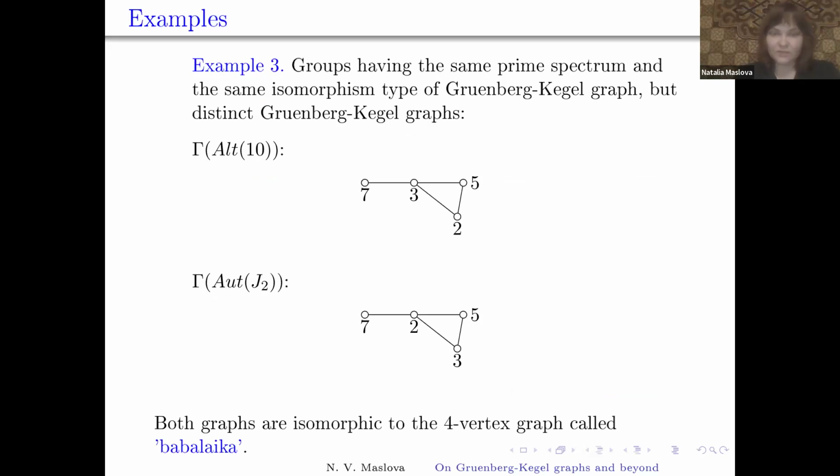There are groups which have Gruenberg-Kegel graphs which are isomorphic as unlabeled graphs, but not equal as labeled graphs. For example, if you consider the alternating group on 10 points and the automorphism group of the second Janko group, then the Gruenberg-Kegel graphs are isomorphic as unlabeled graphs. The prime spectra of these groups coincide. However, the labeled graphs are distinct.